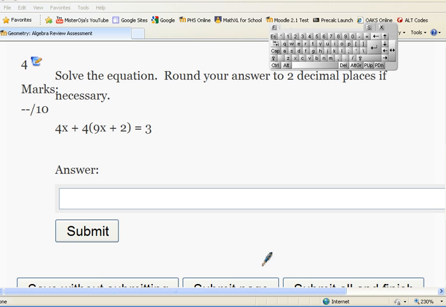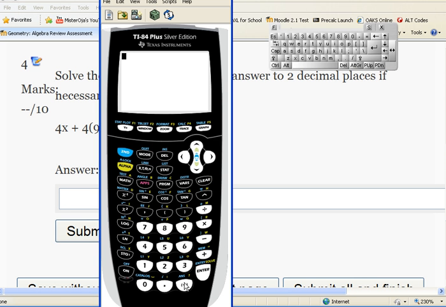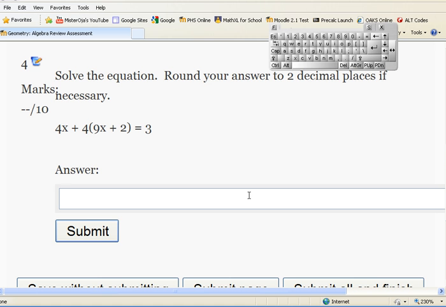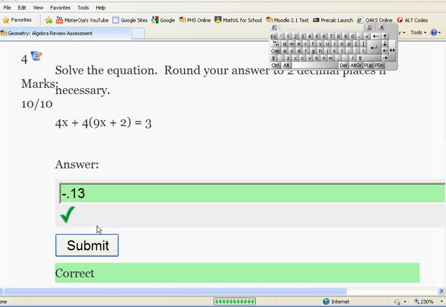Okay. Then last step, divide by 40. And there's x. x equals negative 5 over 40. We want this as a decimal, so -5 divided by 40, we get -0.125. Now what is that if I round it to 2 decimal places? Yeah, -0.13. That 5 pushes the 2 up to a 3, doesn't it? Okay, so if we put that in, negative 0.13. We got it. Yes.